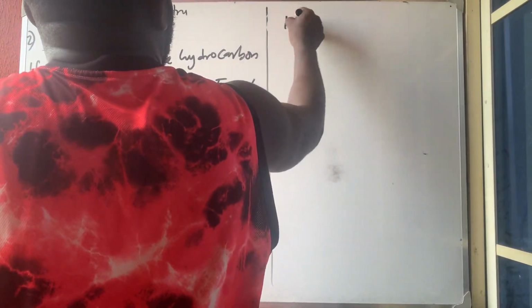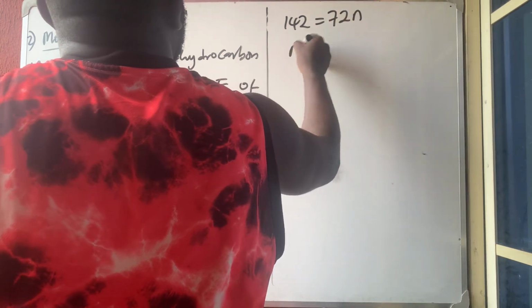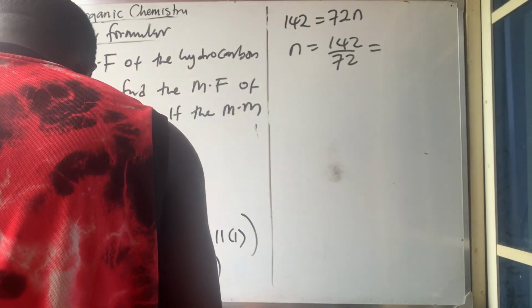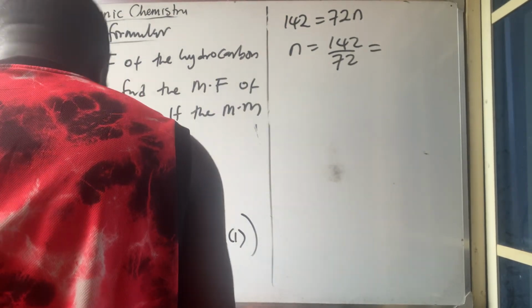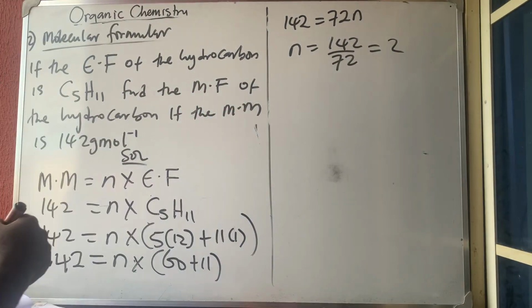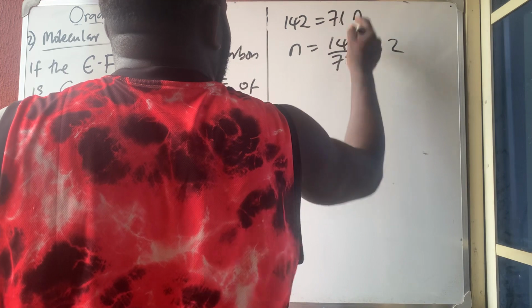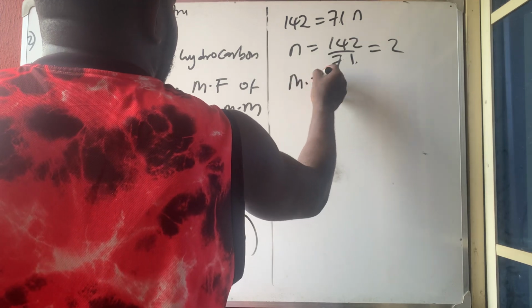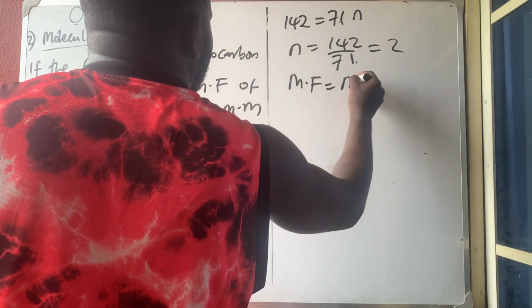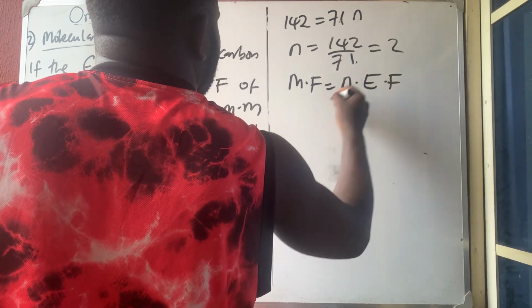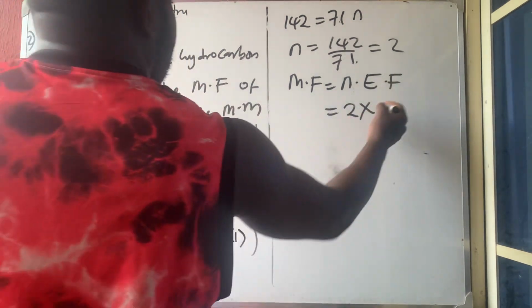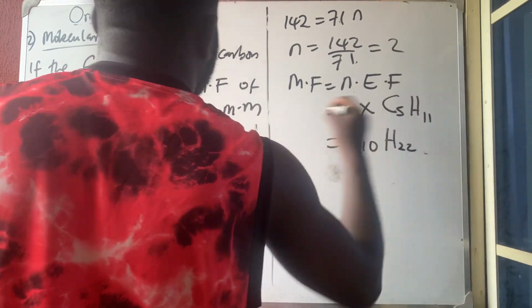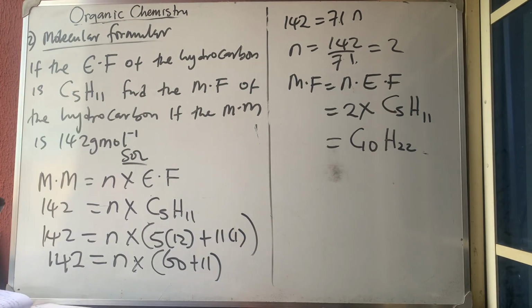We now have that 142 is equal to 72n. So n is 142 divided by 72. Sorry, not 72, it's 71. So we have 2. Okay, so don't forget that our molecular formula is still n times the empirical formula. So 2 times C5H11 will give you C10H22. So that is the molecular formula.